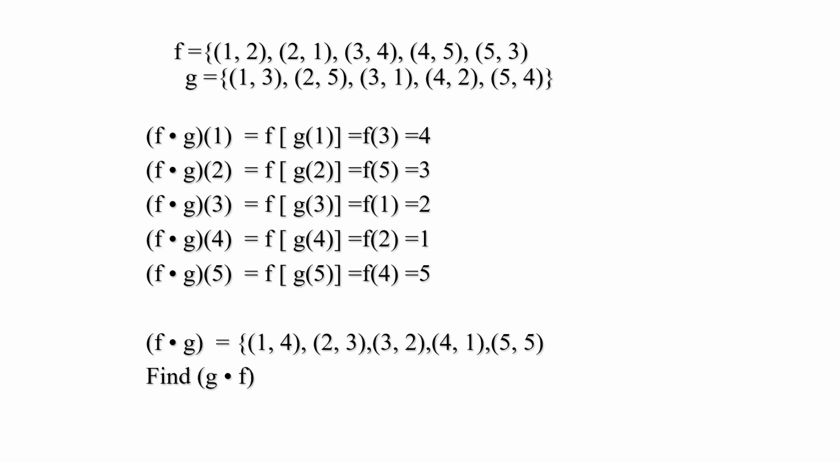Like that, you have to find out F composition G of 2. F composition G of 2 is equal to F of G of 2. Now we have to find out G of 2. In function G, 2 is paired with 5. So G of 2 will be 5. What will be F of 5? In function F, 5 is paired with 3. So F of 5 will be 3. So F composition G of 2 will be equal to 3. From this we can write the ordered pair 2, 3 in F composition G.